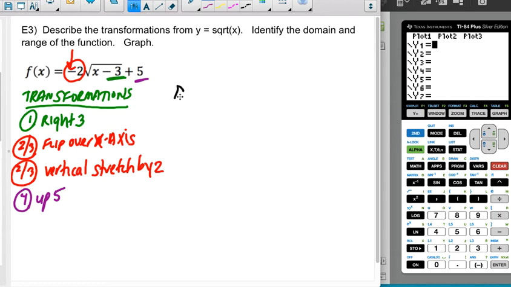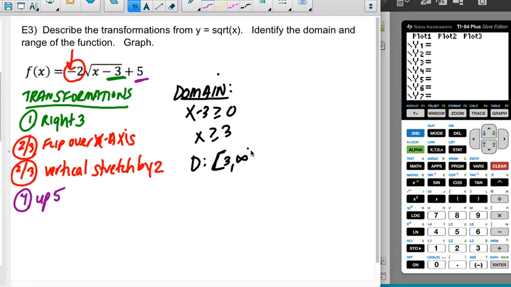The second thing I was asked to do is find the domain and range. Let's do that, and then we'll use all of that information combined to graph. The domain is that the inside of the root has to be greater than or equal to 0, so x has to be greater than or equal to 3. My domain is just from 3 to infinity. The range is a little bit trickier. This is the first one we've had where you kind of have to logic your way through it.